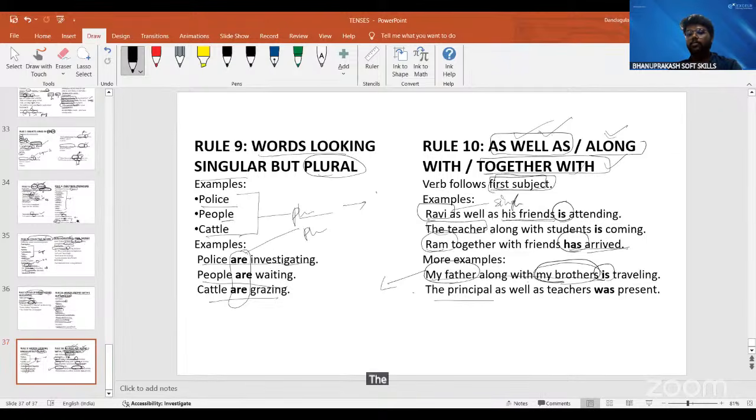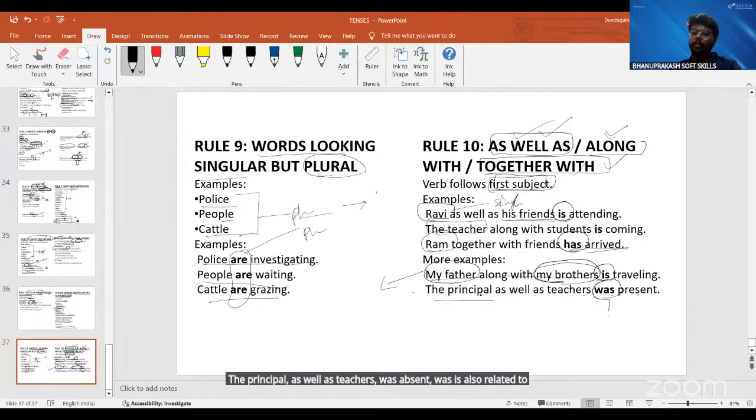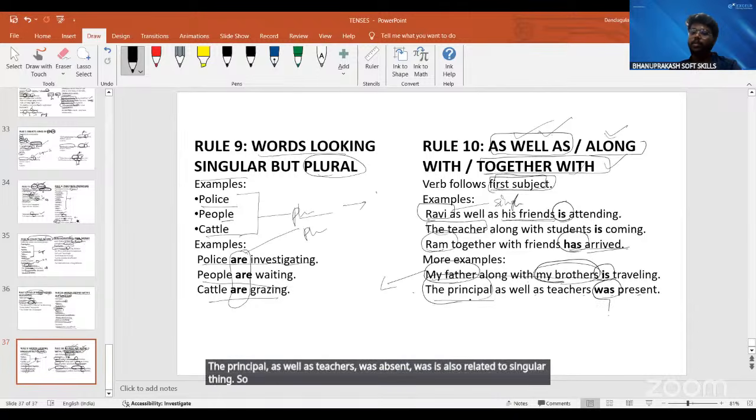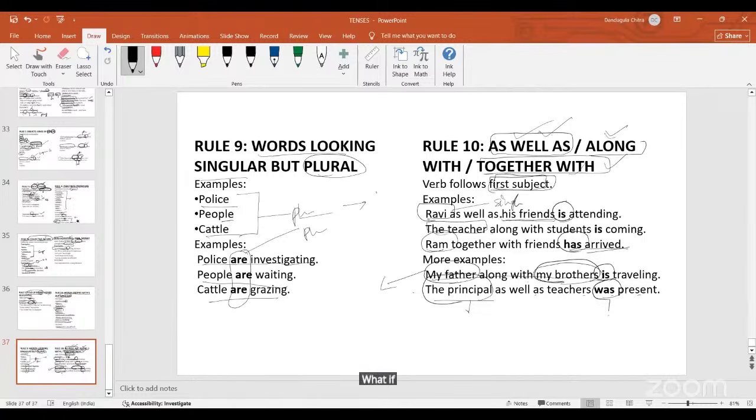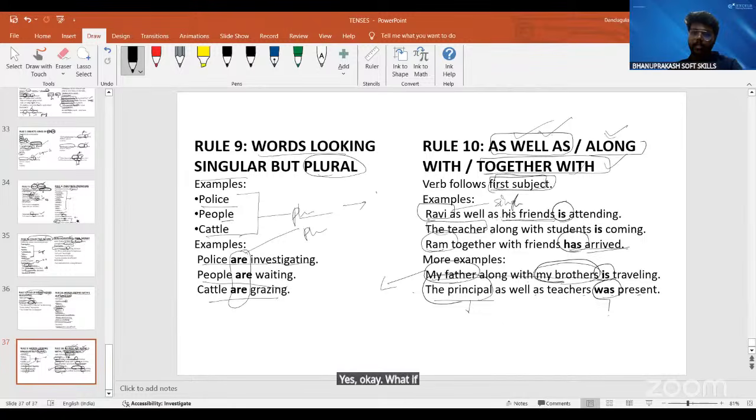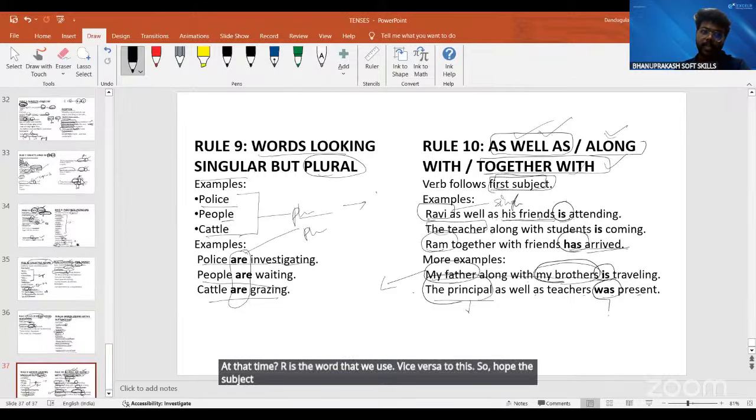'The principal as well as teachers was absent.' 'Was' is also related to the singular, so here principal is also singular. Okay, clear? Yes. What if 'his friends as well as Ravi'? At that time, 'are' is the word that we use, vice versa to this. So I hope subject-verb agreement is clear.